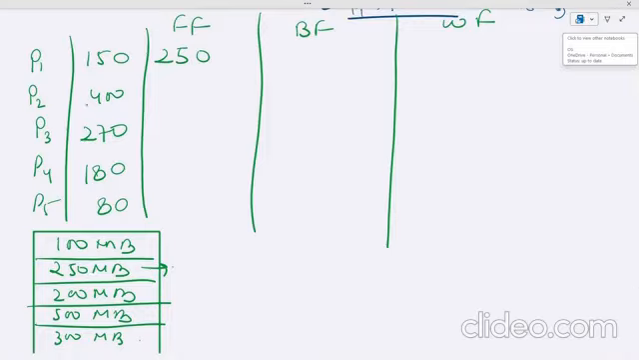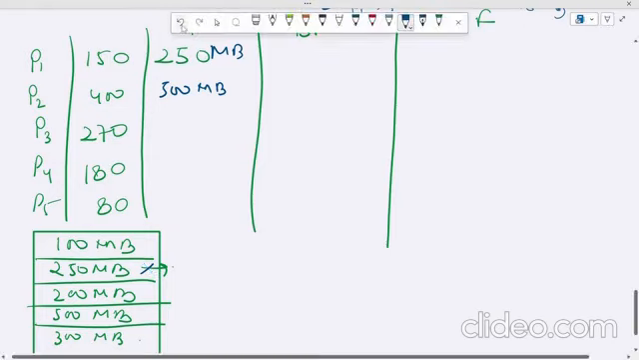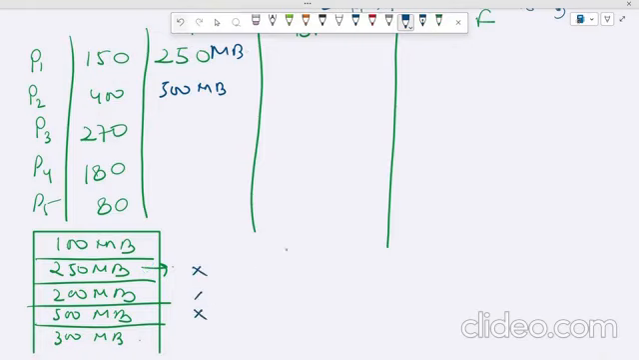Okay. Now second is 400. This is first fit, so we have to start from the starting. First block 100 MB, definitely not able to access. 250, not able to access. 200, not able to access. 500, yes. The P2 process will get 500 MB of memory space. Now this part is allocated, and this part is allocated. Two parts are allocated.